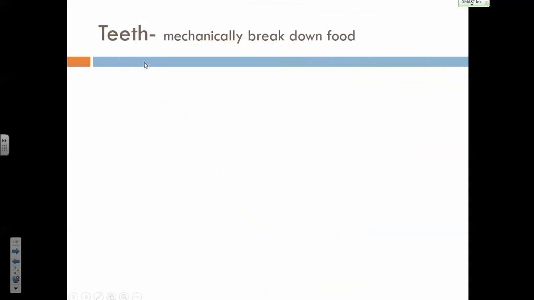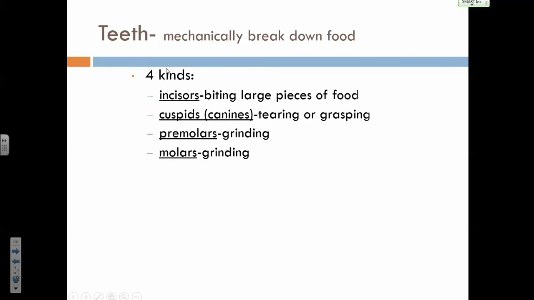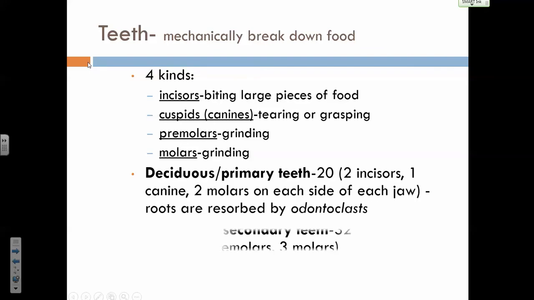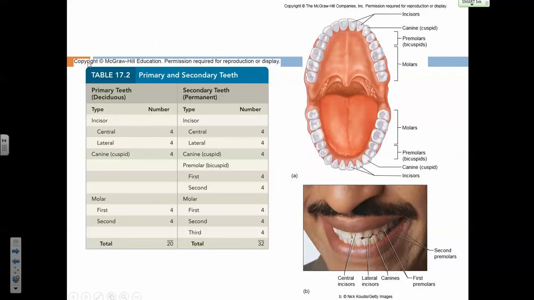Okay. Then if we look at teeth, they're involved in mechanical breakdown. And you do have 4 different kinds of teeth, and you need to be able to identify these, and I want you to know how many of each type you have. Okay. The incisors are the ones at the front. So if you look at this picture, on each side of each jaw, you have 2 incisors, and they're just for biting off pieces of food.